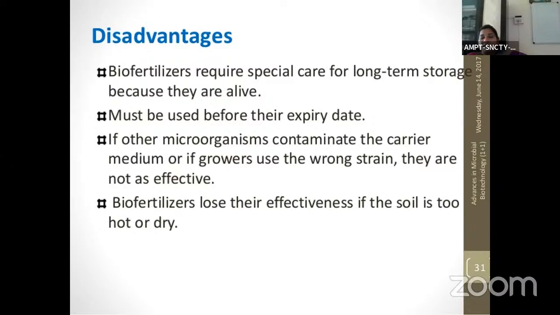Biofertilizers lose their effectiveness if the soil is too hot or dry, or if you are using problematic soils; the biofertilizers may not sustain and will not colonize the plants. That's why the soil conditions should be very optimum. If the fields have more organic matter, it will be easy for the microorganisms to sustain. The pH should always be neutral. Neutral pH allows the growth of microorganisms and gives good efficacy, particularly in neutral soils. This is with regard to the application methods and mass production.